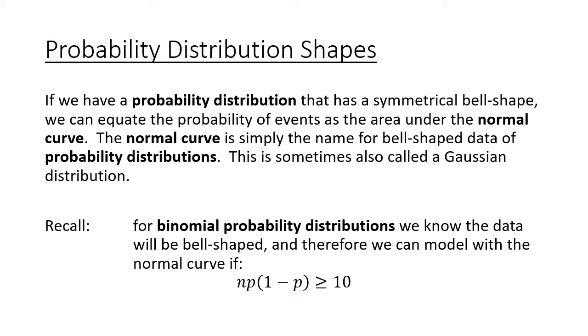And this is where the normal curve comes into play. It's sometimes called the normal distribution curve, and sometimes the Gaussian distribution. But essentially we're looking at any probability distribution that has this normal or symmetric bell shape. We're going to be able to equate the area under the curve to a probability. Anytime we have this bell shape, we're just going to call it a normal curve, and it's the one that shows up most frequently.